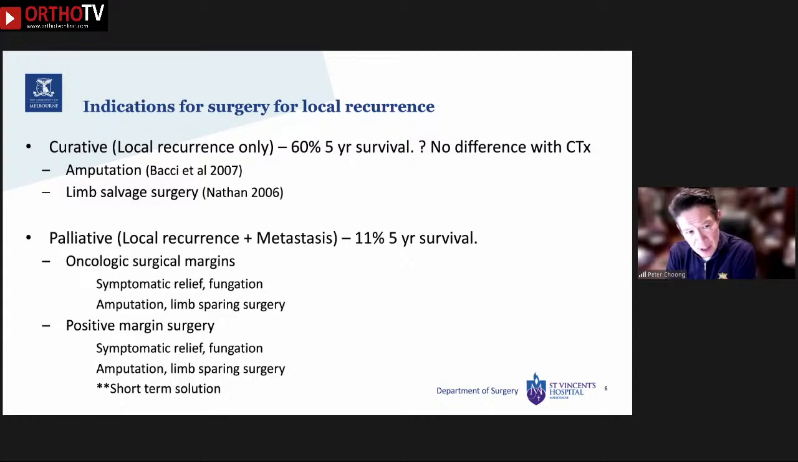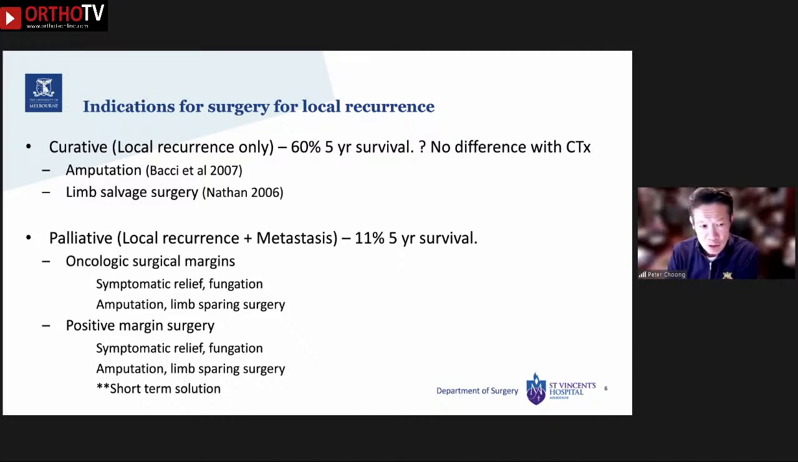Bacci had recommended amputation at the same time that Nathan suggested limb-sparing surgery, and when comparative studies were done, there was actually no difference in overall survival, whether you did amputation or limb-sparing surgery. And I guess it would be a question of whether the surgeon thought limb-sparing surgery was feasible or not. Then there's palliative, which is the obvious one when you get local recurrence and metastasis, because it's quite dismal. Then your 5-year survival drops to about 10%.